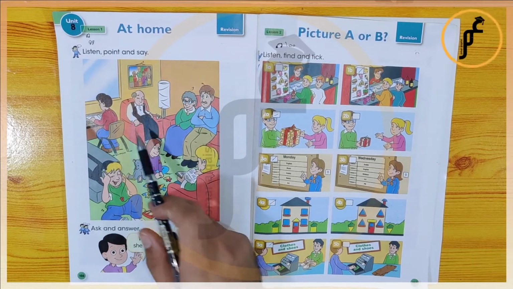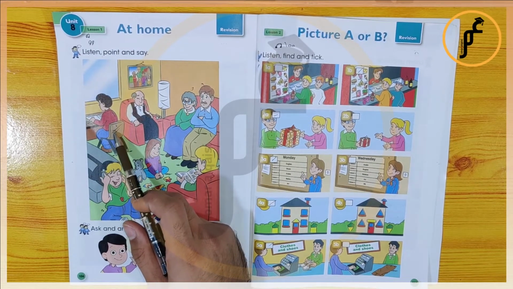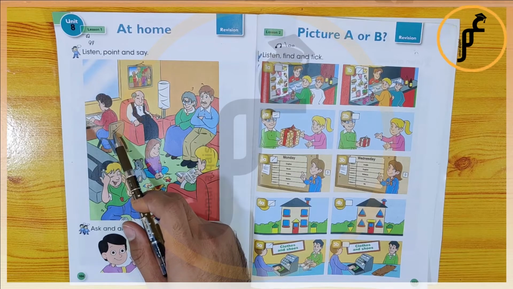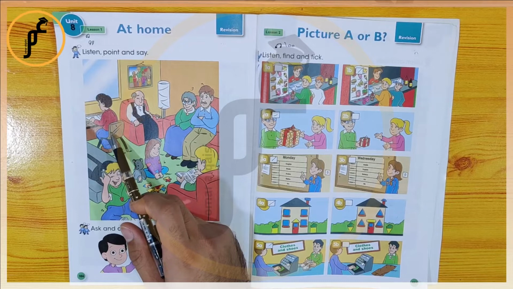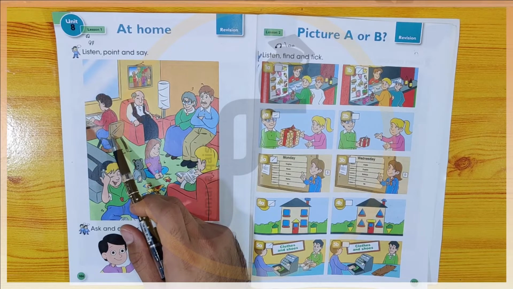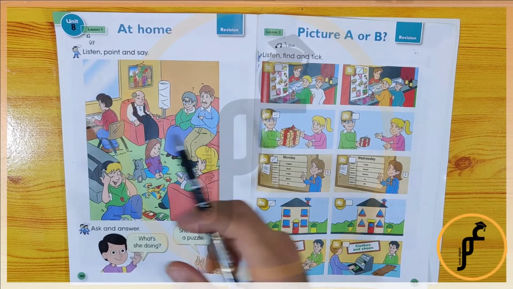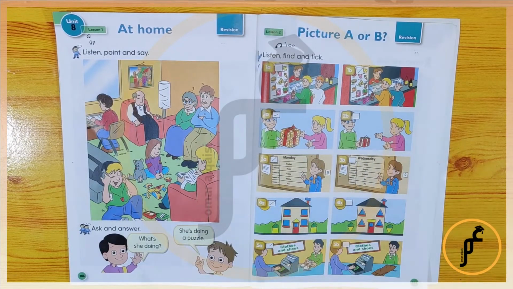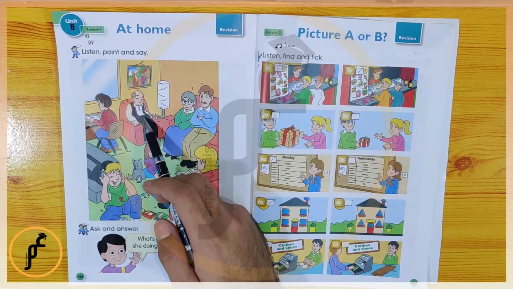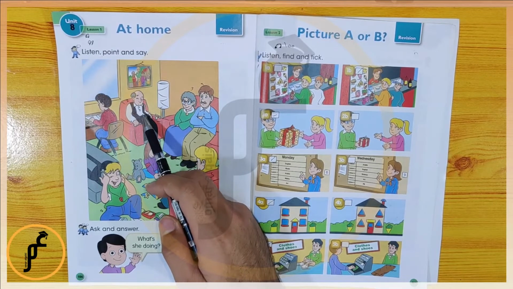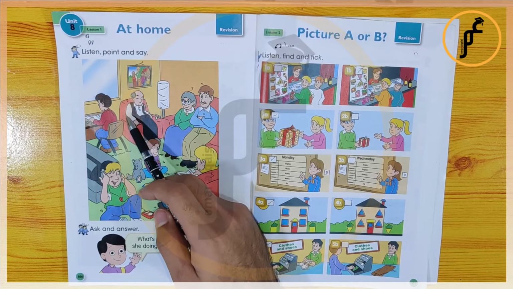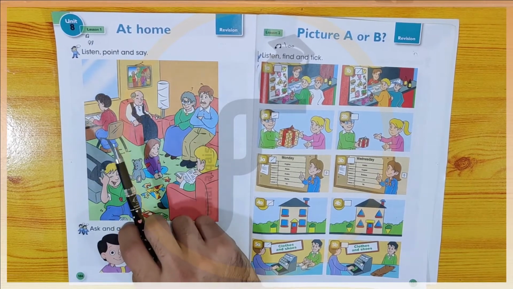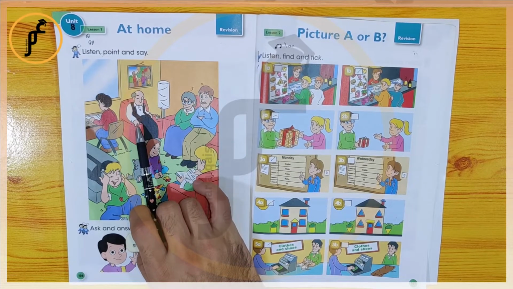My brother is sitting at his desk. He is doing his homework. My grandpa is in his favorite chair. He is sleeping.